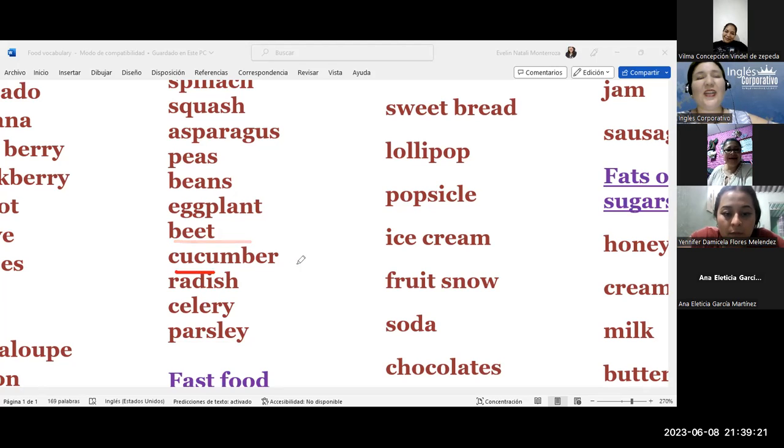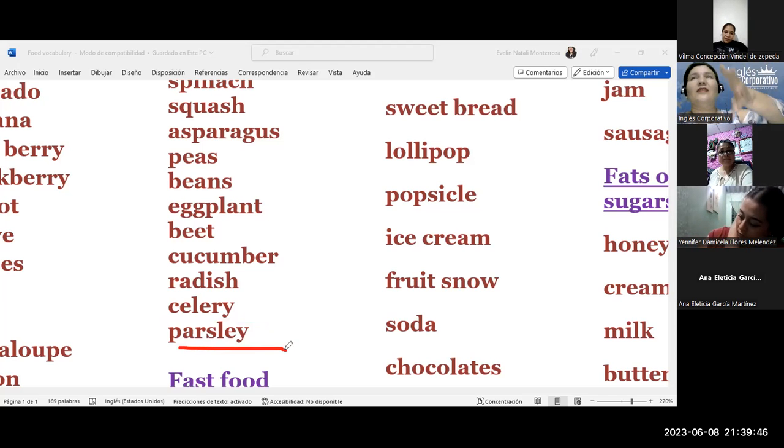The beet. The cucumber. Cucumber is pepino. The next one is radish. Radish is rábano. Celery is apio. And parsley is, what is the contrary of cilantro? Perejil. Parsley is perejil. Cilantro is the same thing. So it doesn't change.